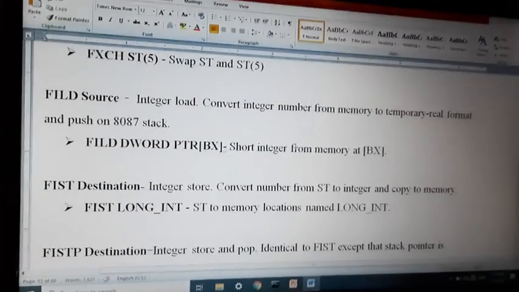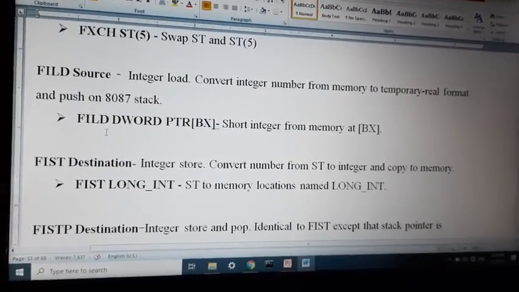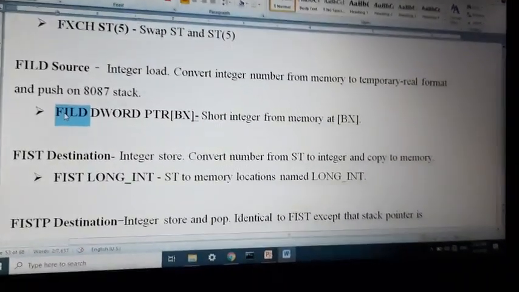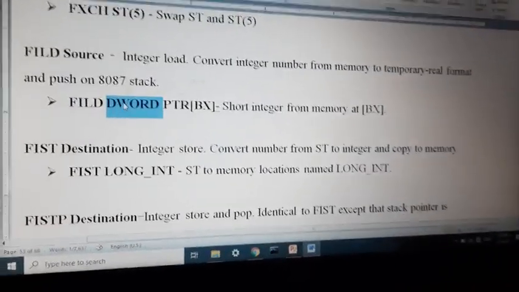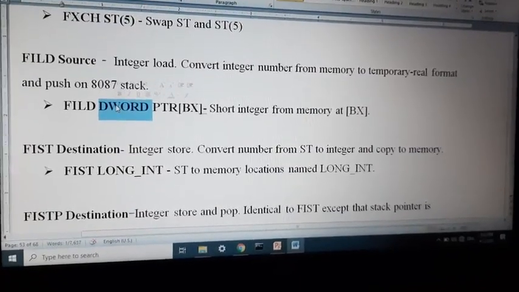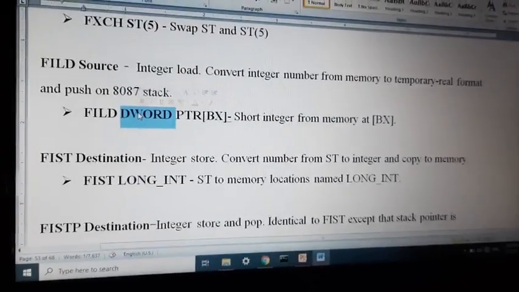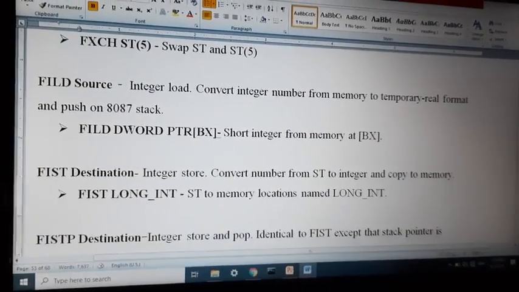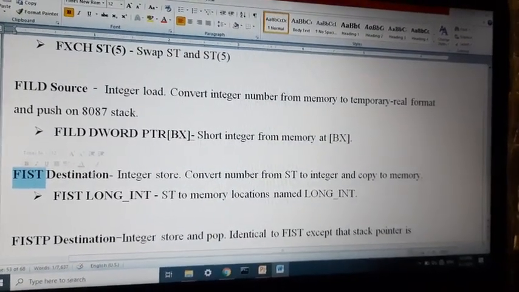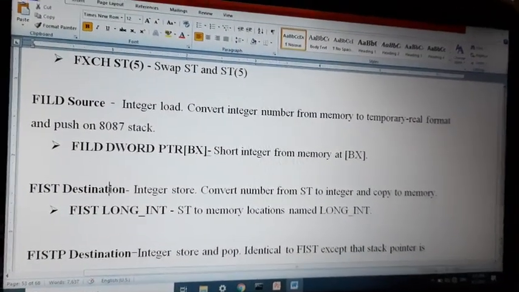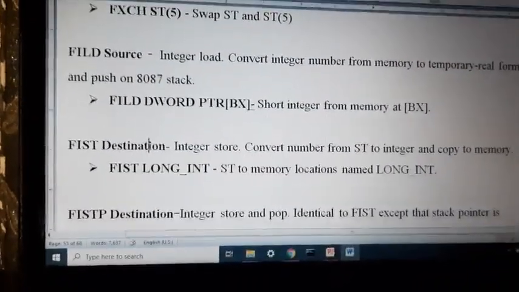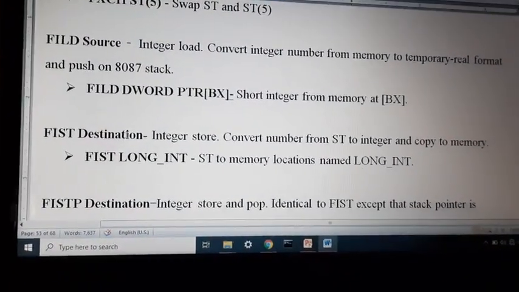Then we are having the integer instruction, integer load. So while performing the integer operation, FILD will be our opcode, and whatever is the parameter or operand provided, we have to first convert it from integer to the real and then load it into the top of the stack. Same we have to perform with the FIST destination. FIST destination will have first, it will pop the content of the top of stack and then it will convert it into the integer and then it will store it onto the given destination.